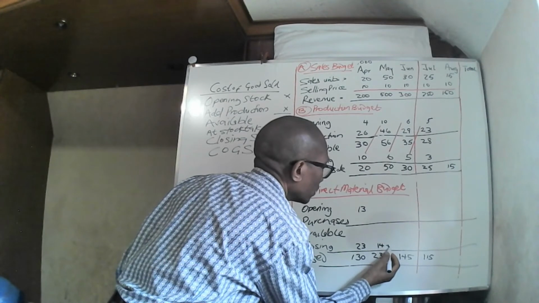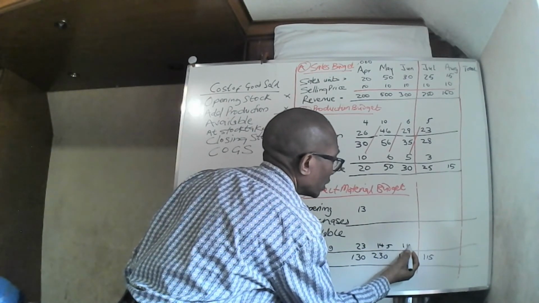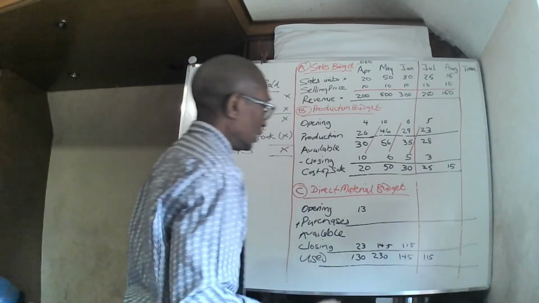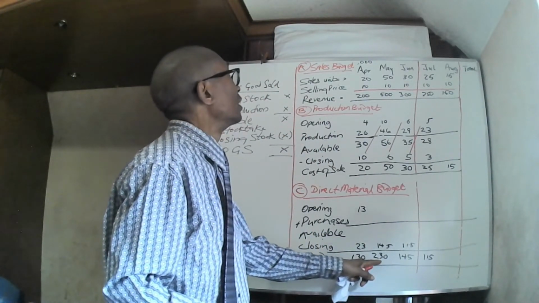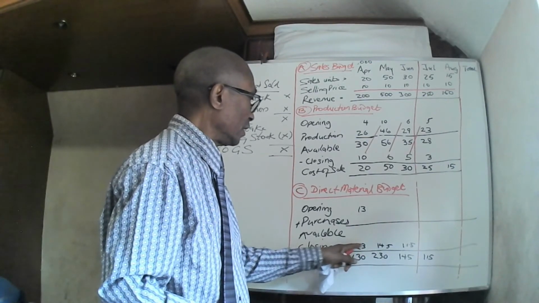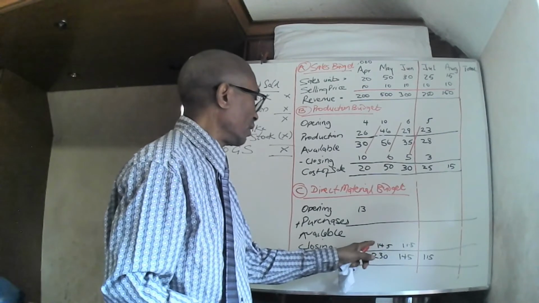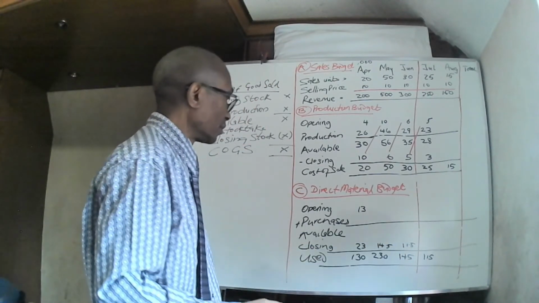14.5 and 1.5. So 10% of May 230 will be opening and closing here. 10% of this will be 14.5. 10% of this will be 11.5.